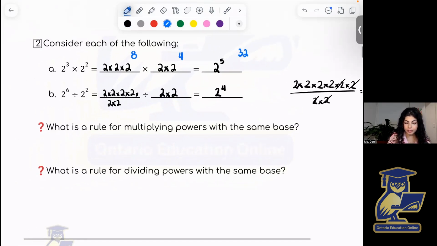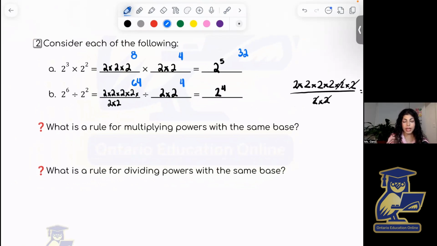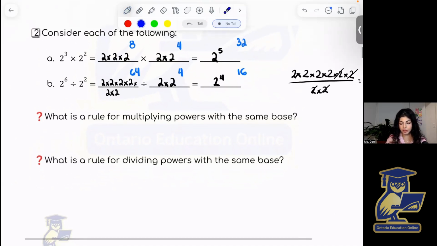And again, you can double check. This is 64. 2 times 2 is 4, and 64 divided by 4 would give us 16, which is also precisely 2 to the power of 4. So now I want you to think, just looking at these two examples, and you can even come up with your own examples, try a few on your own, but what is the rule for multiplying powers with the same base? And also, what is the rule for dividing powers with the same base?